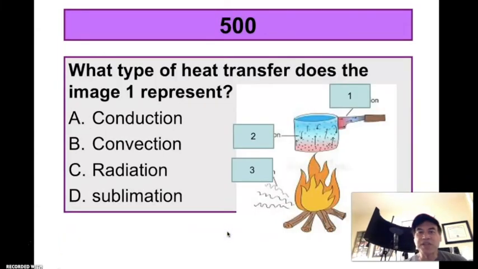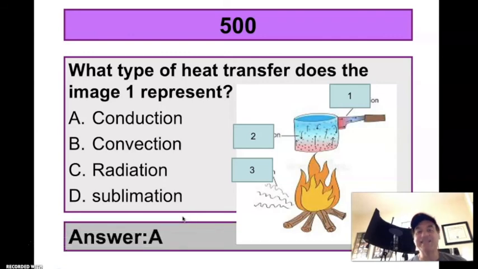Number 5, what type of heat transfer does the image 1 represent? So we're looking at 1. Man, I might want to wear a glove because that's pretty red there. Is it conduction, convection, radiation, or sublimation? Survey says for the last answer. Who will take it? It is A is going to be your answer. There you go. Excellent, excellent job.